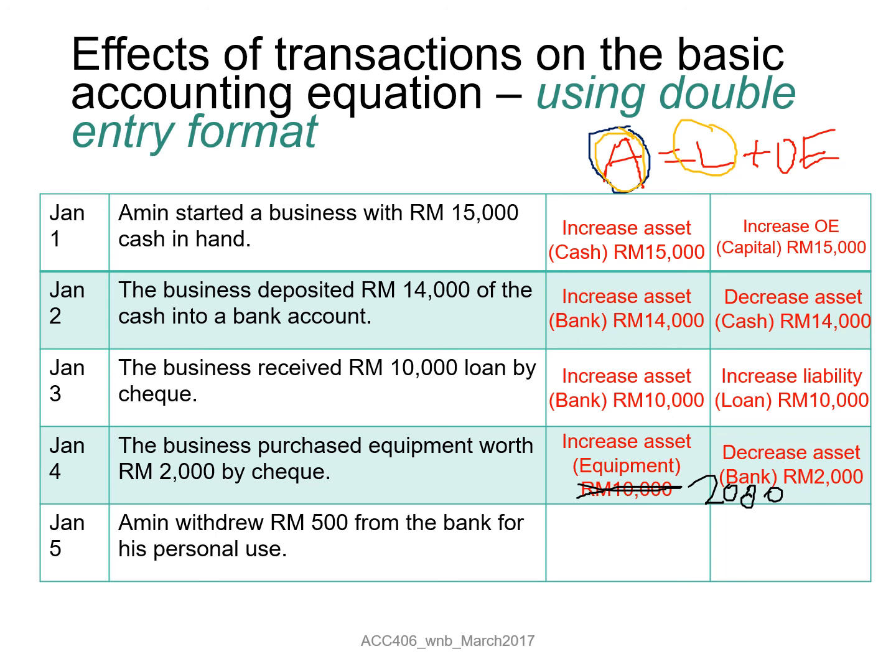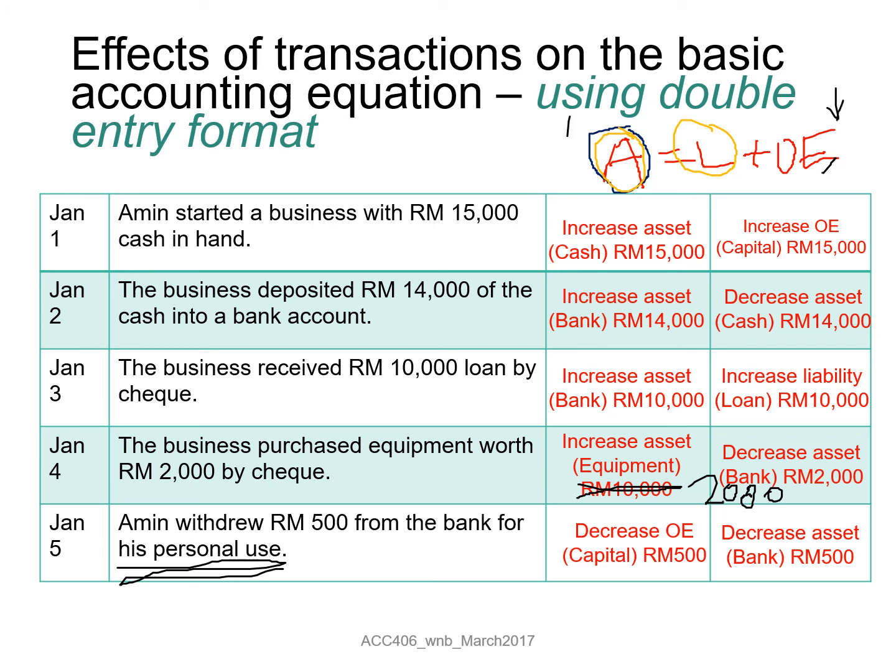Okay, nanti betulkan ya. Next adalah Amin, dia withdraw 500 daripada bank untuk guna sendiri. So, sekarang ni bila dia guna sendiri, dia akan melibatkan pengurangan dalam owner's equity, which is drawing. So, macam mana kita nak record dia? Kita akan decrease OE. Okay. So, decrease owner's equity, kurangkan dekat sini. Dan juga decreasekan bank sebanyak 500. So, account effect dia adalah you turun dekat OE dan you turun dekat bank. So, dia samalah. Right?